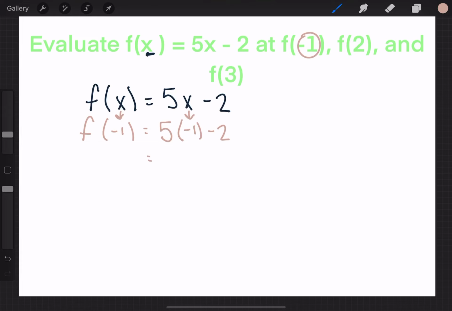So I heard during your video that you said to the power of 2. We're not going to do exponents right now. What we're just going to do is multiplication. So this is going to be 5 times negative 1, not 5 to the power of negative 1. So this is just going to be negative 5 minus 2. So then we have f of negative 1 equals negative 5 minus 2, which would be negative 7.